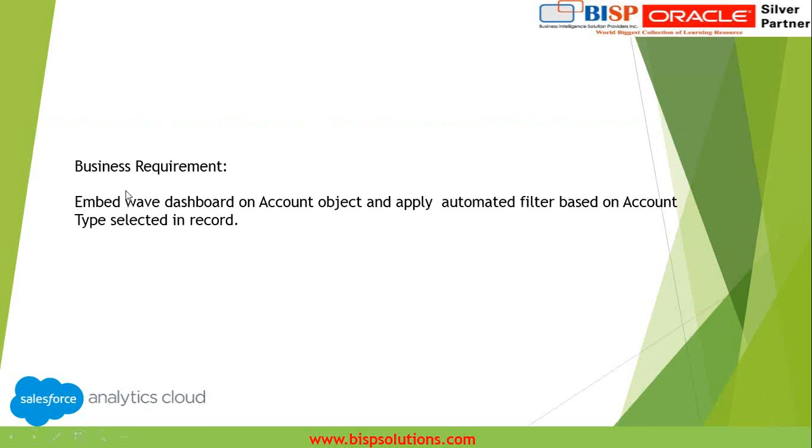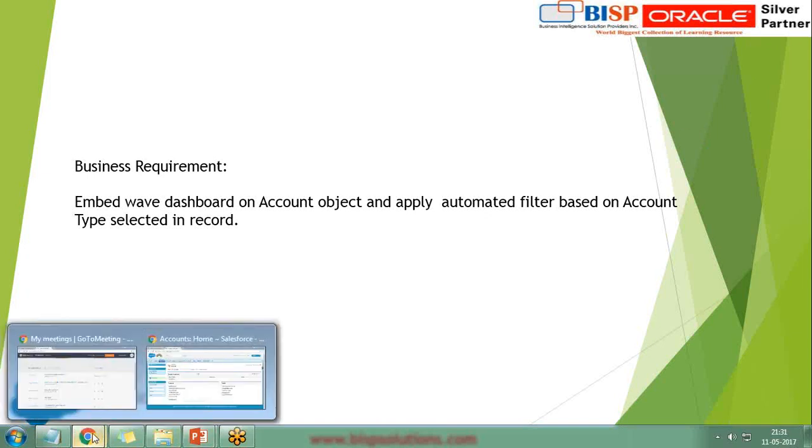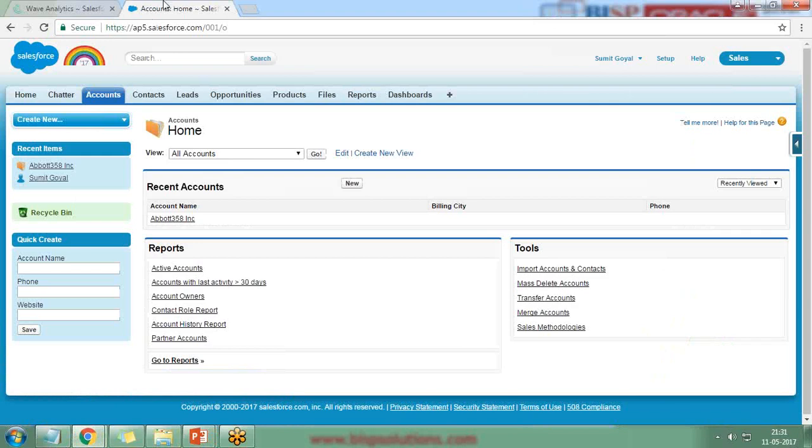My business requirement is, first of all, we need to create a Wave dashboard with some measures and groups, and we are going to embed that Wave dashboard on the account object, and then apply an automated filter based on the account type selected in records. Let me explain the requirement once again. For example, we have the account object, and in this account object we have a couple of records.